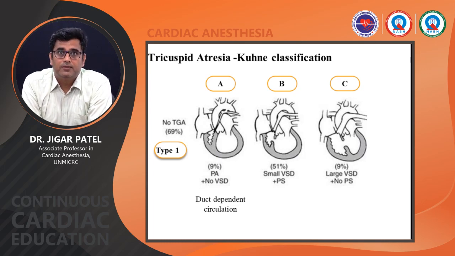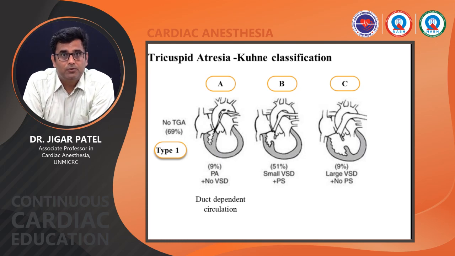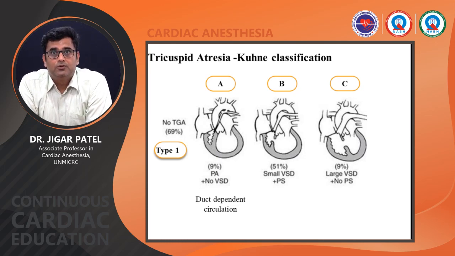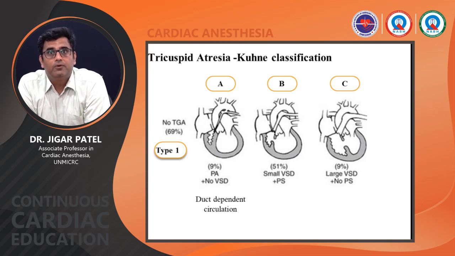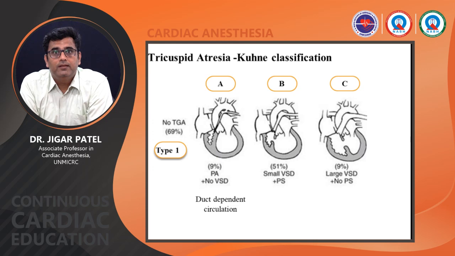The first type is tricuspid atresia with normally related great arteries. It is the more common type, present in 69% of total tricuspid atresia cases. It is further divided into three parts, A, B and C, according to the pulmonary artery. In type A there is pulmonary atresia without VSD, so it is a duct dependent circulation.